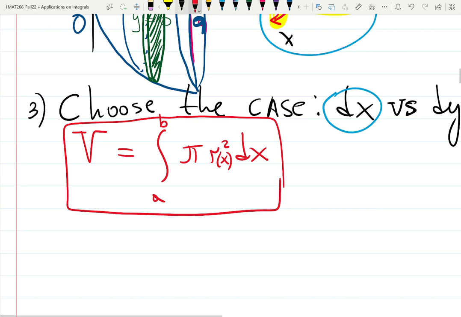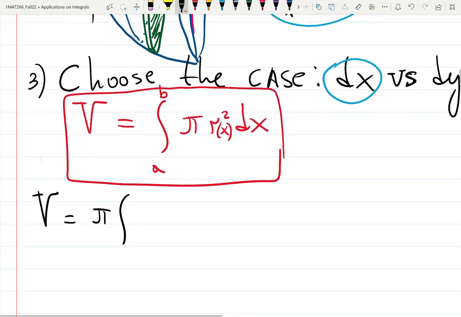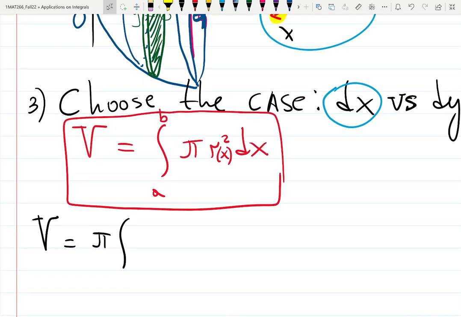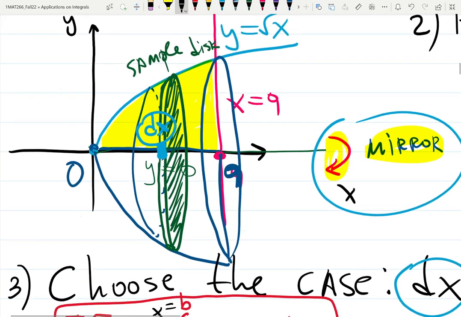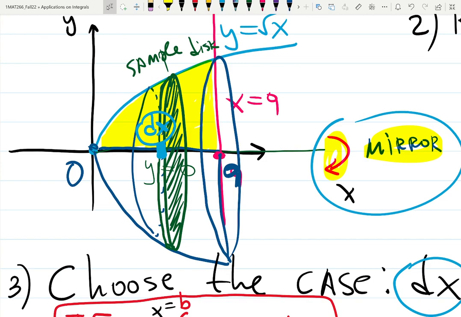Now, check this out. V equals, kick pi outside because it's a constant. Now you have r squared dx. Before we do that, let's find a and b. A and b are x equals, x equals. This is where your 3D object is located.